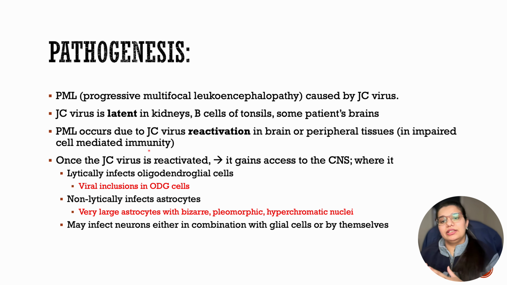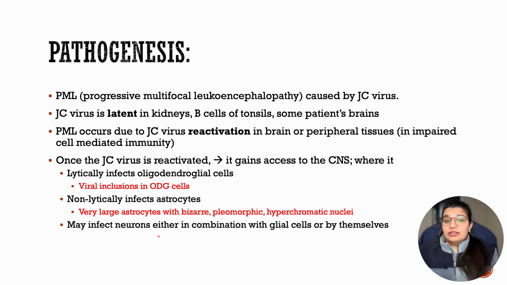Or it non-lytically infects the astrocytes, and in that scenario we see very large bizarre shaped astrocytes with pleomorphic hyperchromatic nuclei. By hyperchromatic I mean excessive dark blue stain, and by pleomorphic it means multiple shapes of the nuclei would be there. This is basically for very beginners in pathology who maybe are not familiar with the terms. And bizarre is like not normal, just abnormal looking shape.